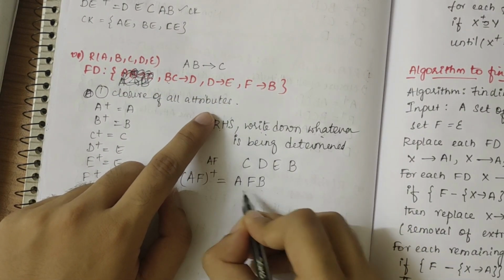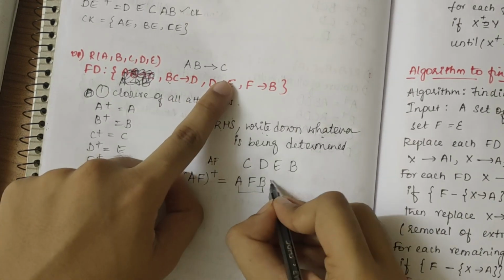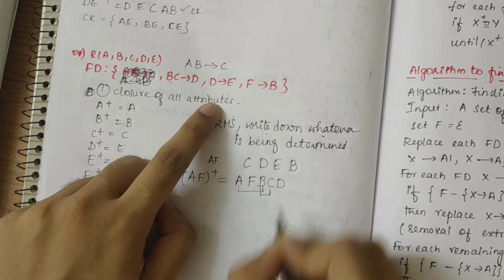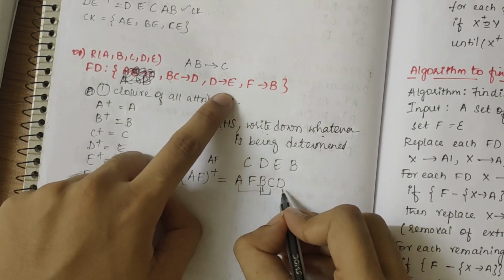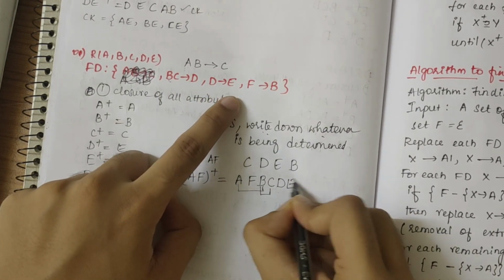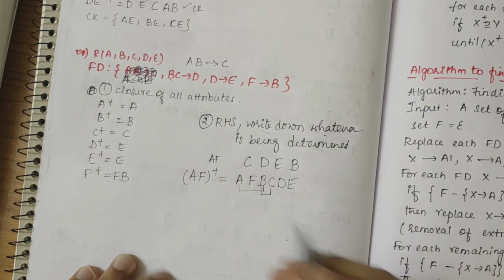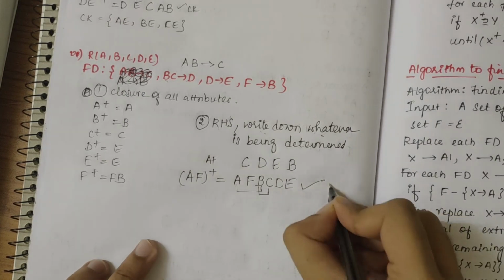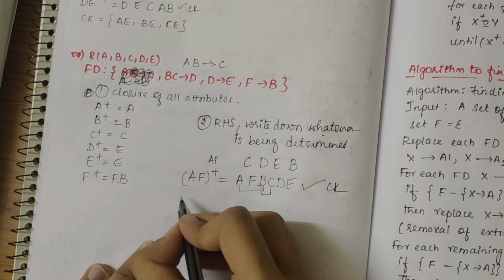So if I take combination of AB, it derives C, right? Next, if I take combination of B and C, it derives D. Next, if I take D closure, D derives E. So I've got A, B, C, D, E and F also. So I'm done with AF. AF is one candidate key. Now I'll check for BF.